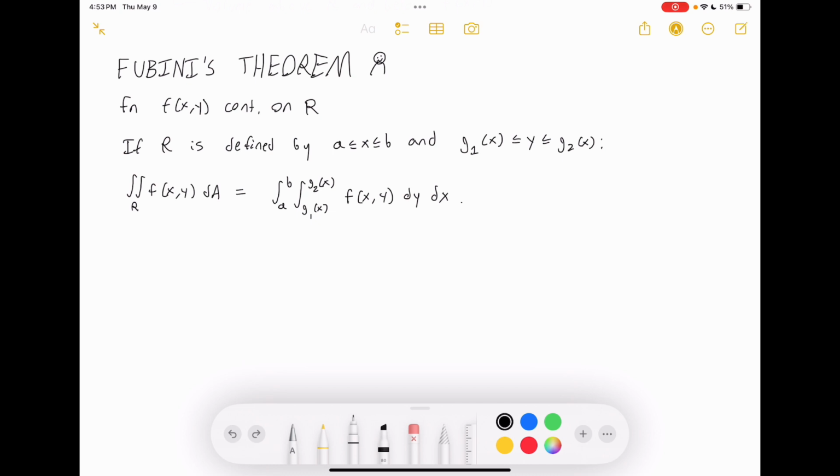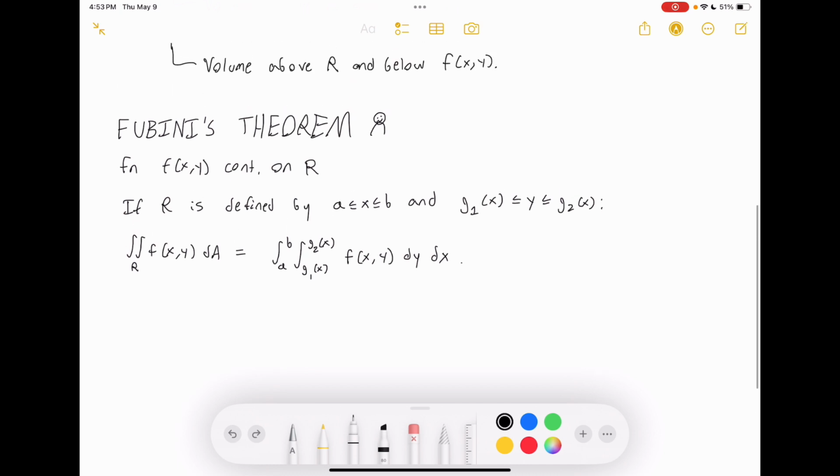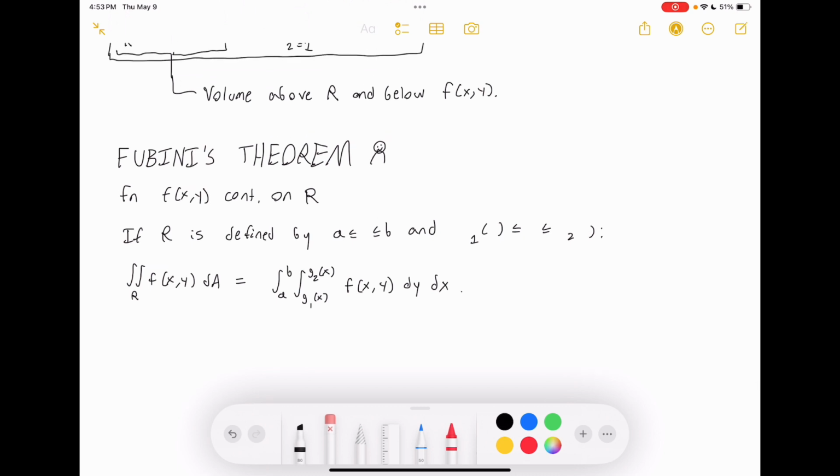And by the way, the same thing applies to y. So let's say, I'm going to just change a couple numbers here real quick. Let's just say R is defined by c is less than or equal to y is less than or equal to d, and h sub 1 of y is less than or equal to x is less than or equal to h sub 2 of y. You can do the exact same thing.